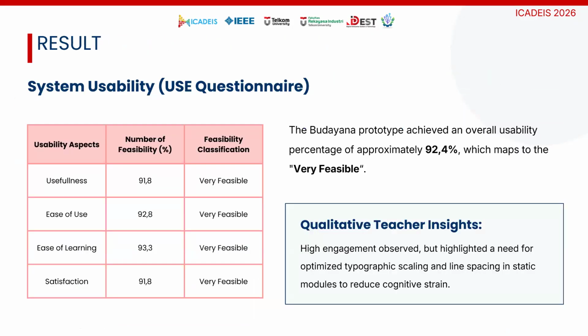Okay, first the result is system usability. We evaluated it using the USE questionnaire, covering the aspects of usefulness, ease of use, ease of learning, and satisfaction. As you can see, the usability classification is all very feasible, with ease of learning scoring the highest at 93.3%. And the Boolean prototype achieved an overall usability percentage of approximately 90.4%, which marks the very feasible category. There is also a qualitative finding saying there is high engagement, but it highlighted a need for optimized typographic scaling and landscape line spacing inside the modules to reduce cognitive strain.